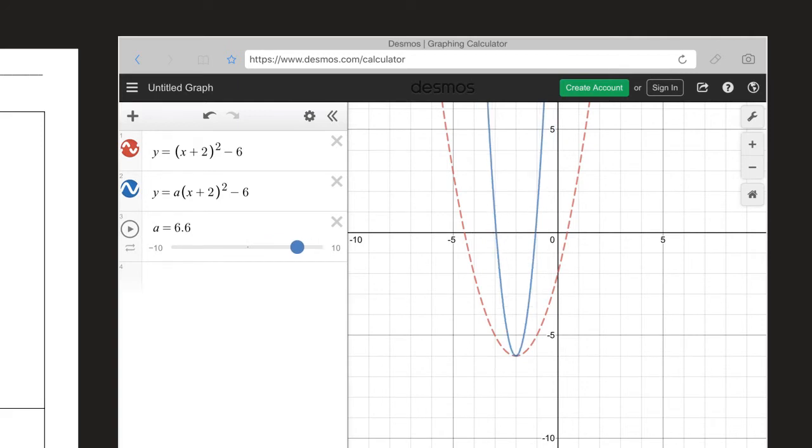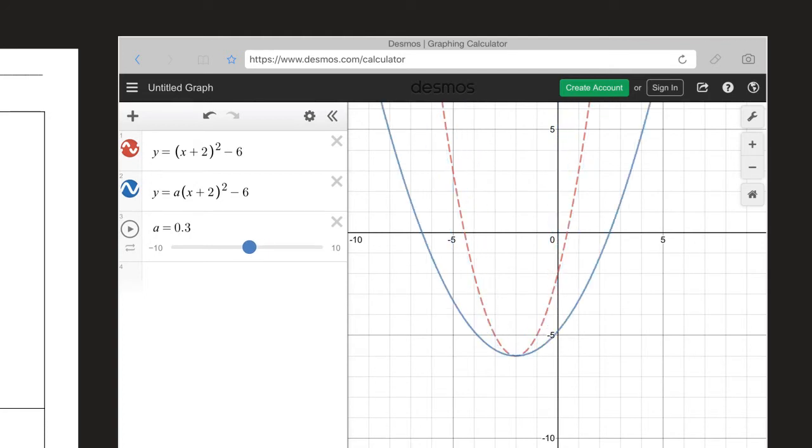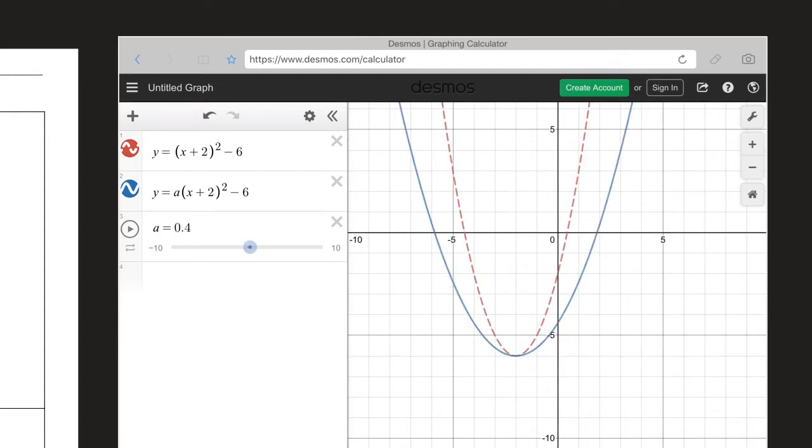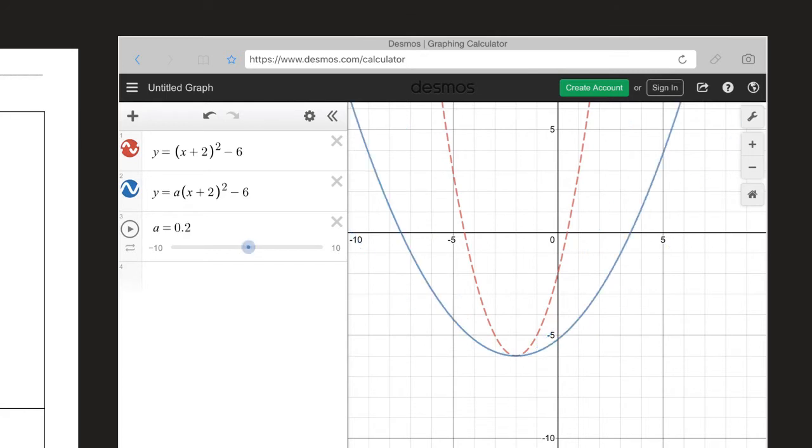What happens if you make the a value smaller than 1, though? What if you make it like 0.5, for example? What's going to happen? Well, look, the parabola gets wider. So there's a as 0.4. So when you have a decimal number for the a value, the parabola is going to be this wider parabola. And I can make it even less, 0.4, 0.1, 0.2. So see how it's even wider?